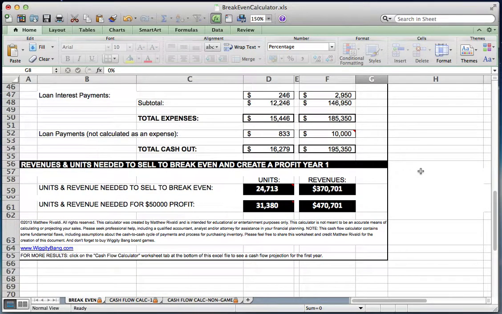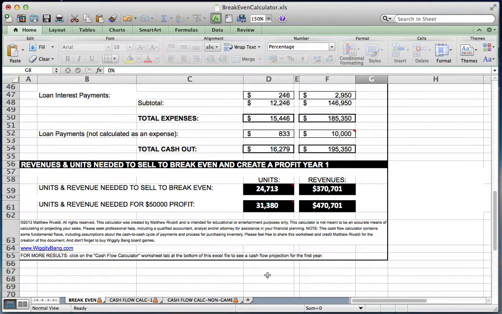The goal of this assignment is to figure out how many units you have to sell in order to break even based on your price, what percent of the time you're going to sell it wholesale, and your monthly expenses. So for this example, you have to sell 24,713 units in order to break even, or $370,000 of revenues. In order to make $50,000 profit, or any amount of profit that you desire, this will tell you how many units you have to sell. In this case, 31,380 units.